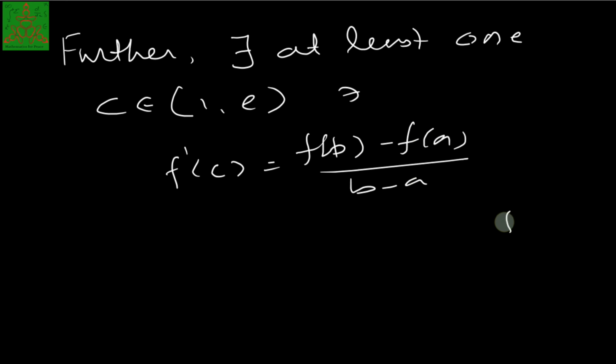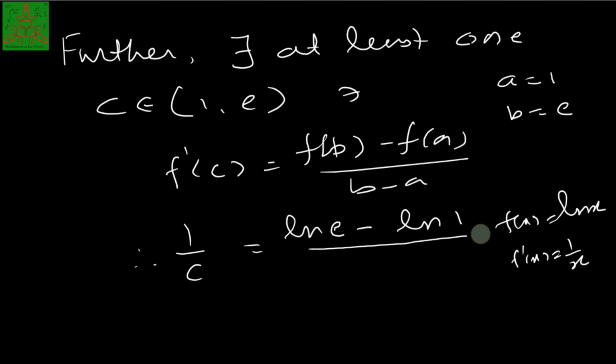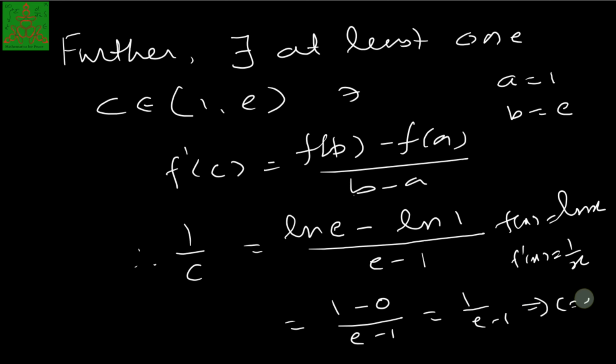But what is the function f of x here? It is ln of x. So f dash of x will give me 1 upon x. So f dash of c therefore is 1 upon c. What is f of b? Here a is 1 and b is e. So it is f of e, ln of e will give me 1 and ln of 1 will give me 0, upon e minus 1. So that is 1 minus 0 upon e minus 1, which gives you 1 upon e minus 1. So hence the value of c we have is e minus 1.